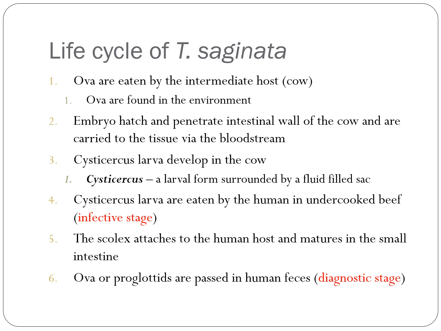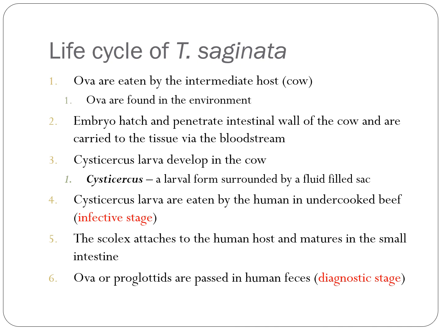The ova are eaten by the intermediate host, that's the cow, and the ova are also found in the environment. Okay. The embryo hatch and penetrate intestinal walls of the cow and are carried to the tissue via the bloodstream. A cysticercus larva starts to develop inside the cow. A cysticercus is a larval form surrounded by a fluid-filled sac. It's a small bladder and sac that is filled with one invaginated scolex.